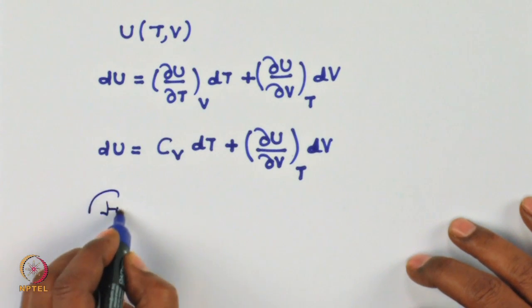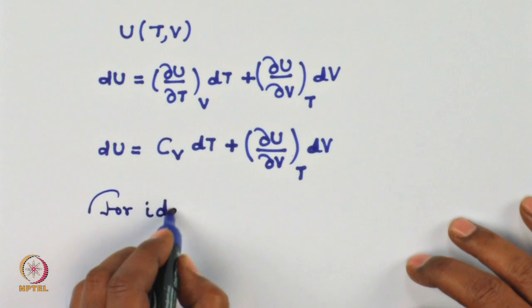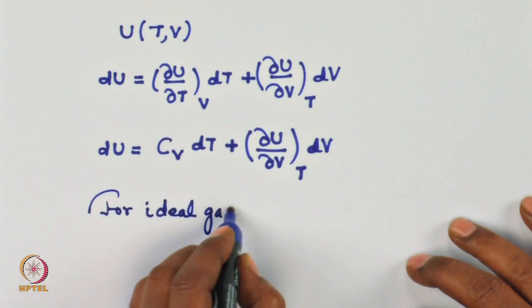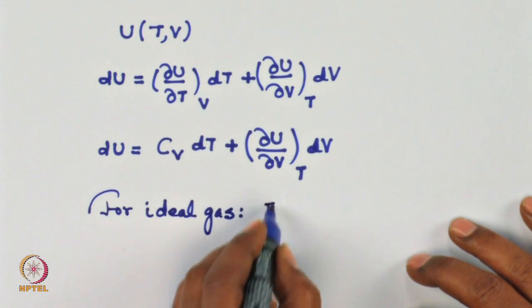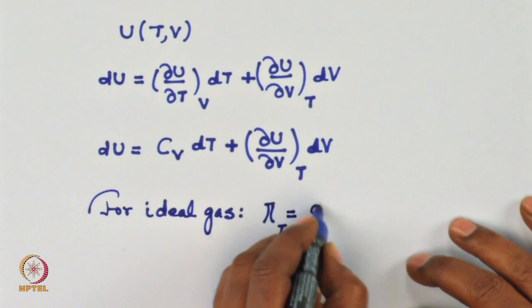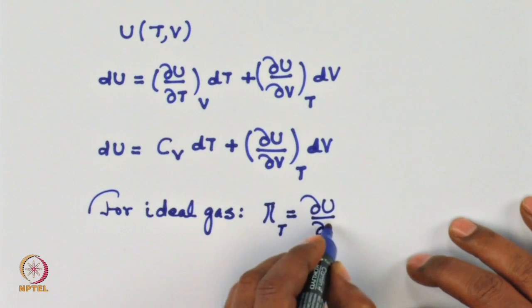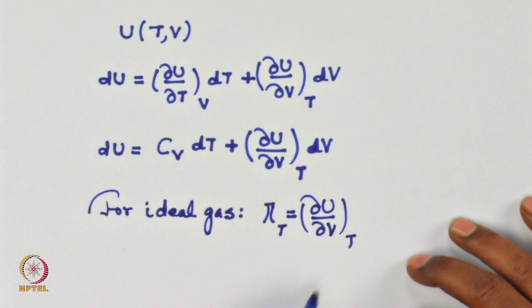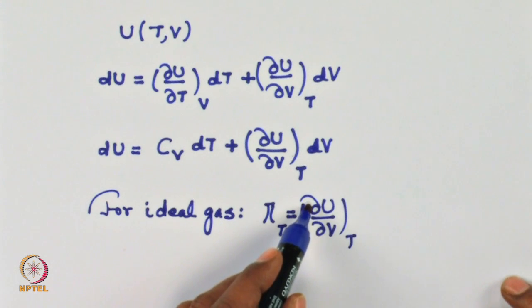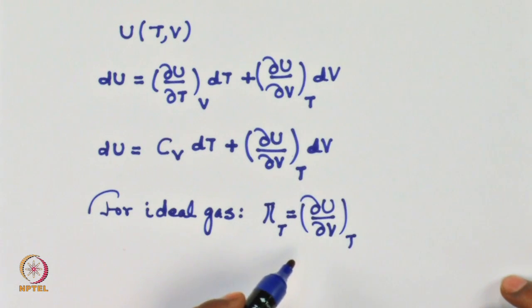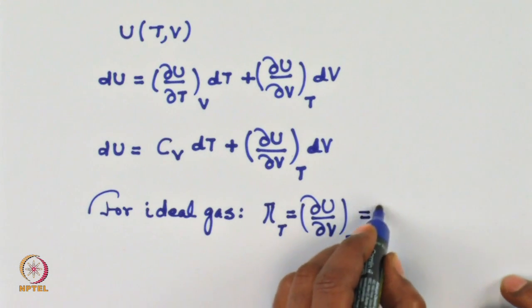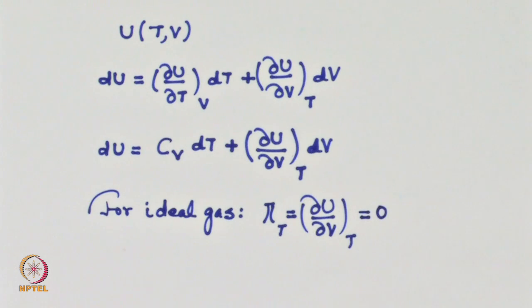And you know that for ideal gas or perfect gas, I will introduce this definition π_T, which is equal to the variation of internal energy with volume at constant temperature. You know that if the temperature is held constant, the internal energy of a perfect gas does not change, because there are no intermolecular interactions. So, for perfect gas this is equal to 0.